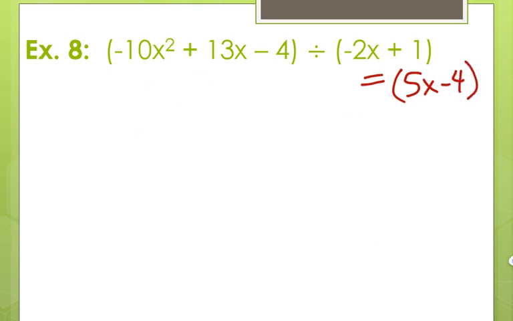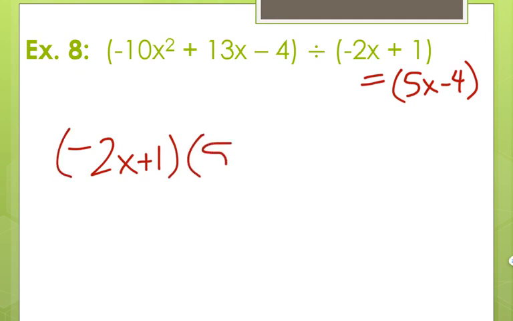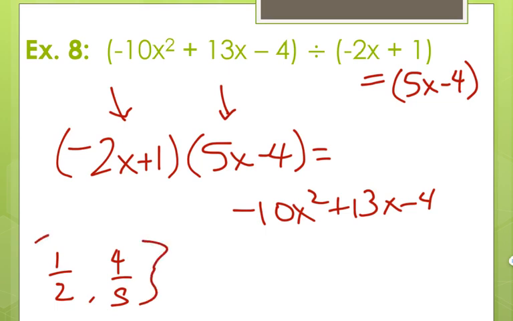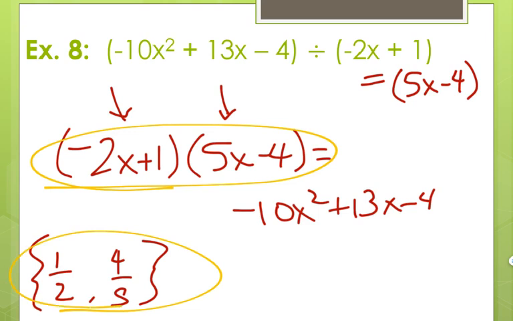So here again, that means that -2x plus 1 is a factor, and 5x minus 4 is a factor, and when you multiply them together, you're going to get -10x squared plus 13x minus 4. It also means that 1/2 is a 0 and 4/5 is a 0, because when you solve these and find out when y equals 0, x is equal to these two numbers right here, that gives us our zeros or our solutions. So make sure you understand the difference between factors and solutions.